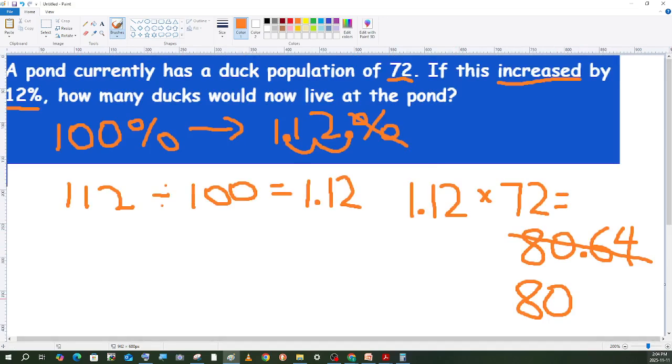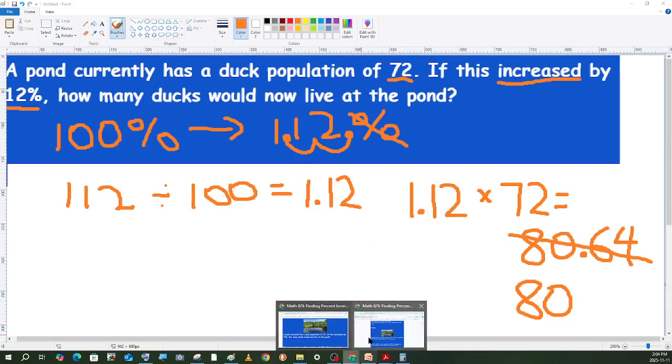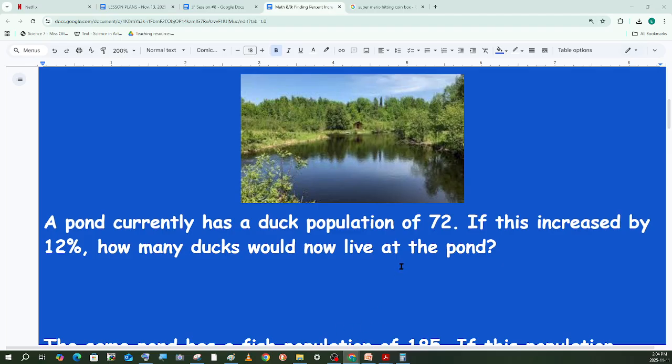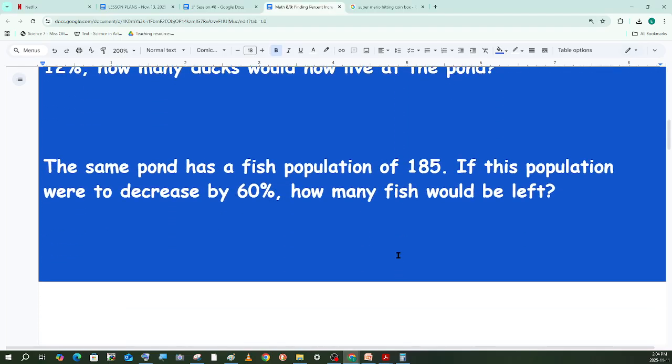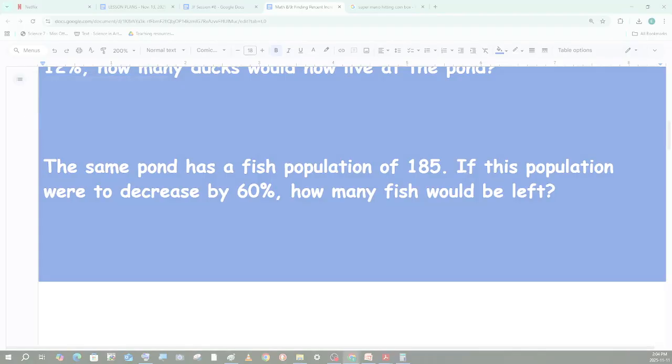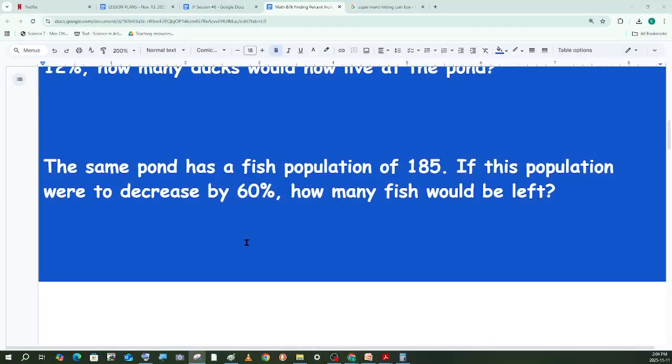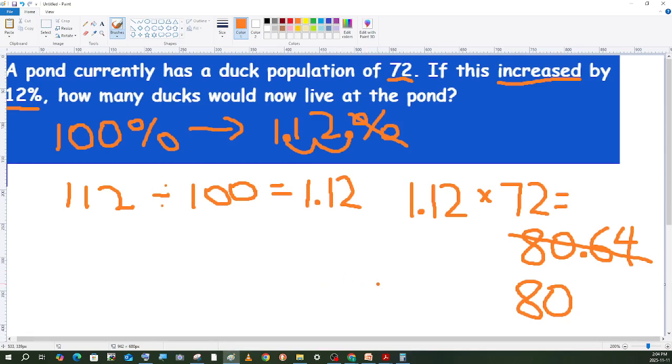Anyway, let's move on to another question now. This question says, the same pond has a fish population of 185. If this population were to decrease by 60%, how many fish would be left? Let's find out. I'm going to take a little screen capture of the question and go back to Paint to find the shocking conclusion to this question.